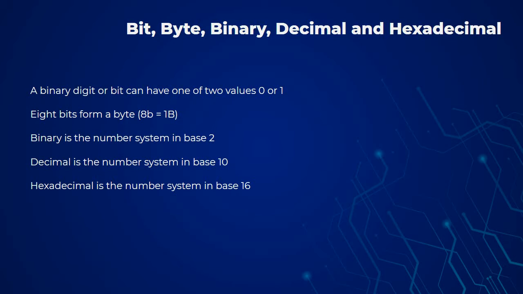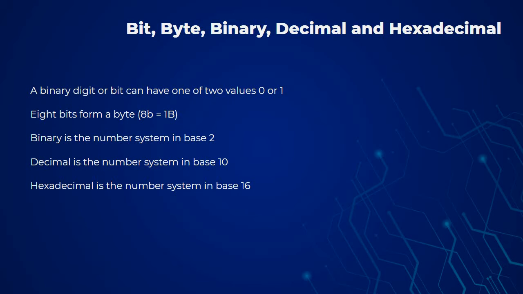As said, binary is the number system used by computers, and it is base 2 because we can just have 2 digits, a 0 or a 1. Decimal, that's the number system we normally use in day-to-day life, and it's base 10. We've got those 10 digits: 0, 1, 2, 3, 4, 5, 6, 7, 8, 9.